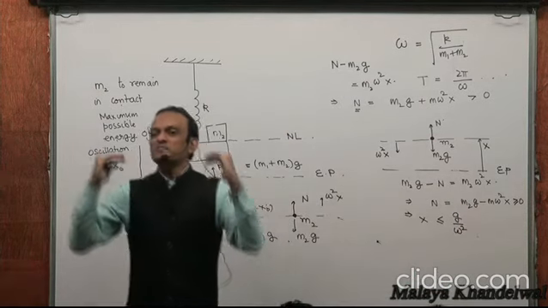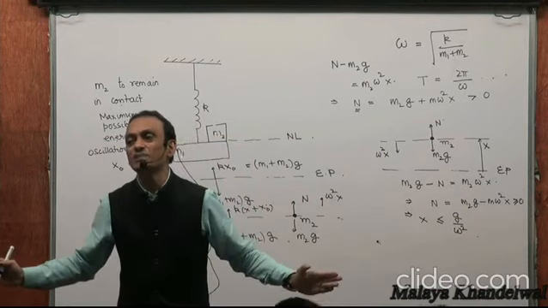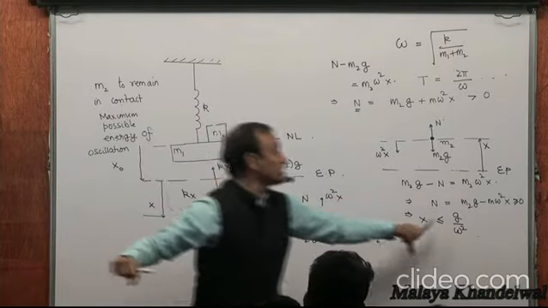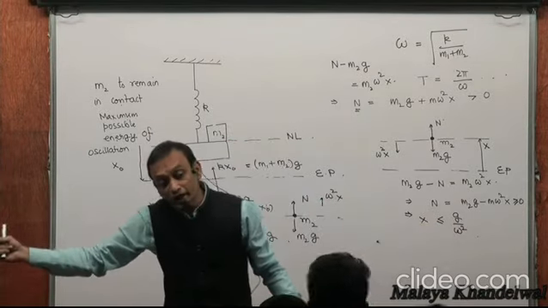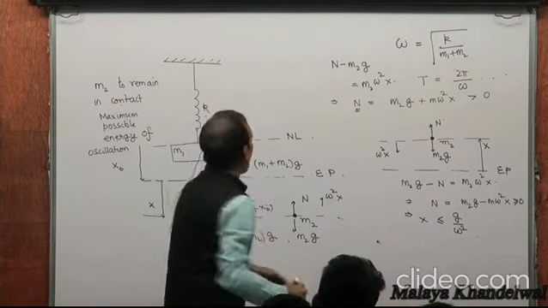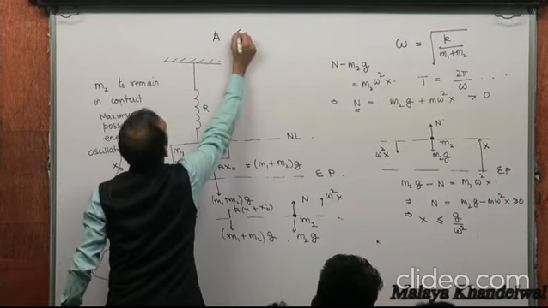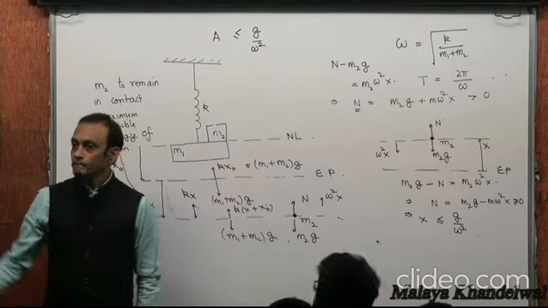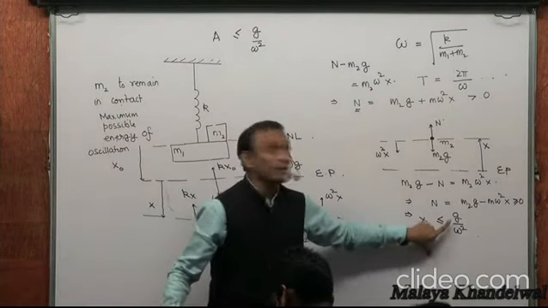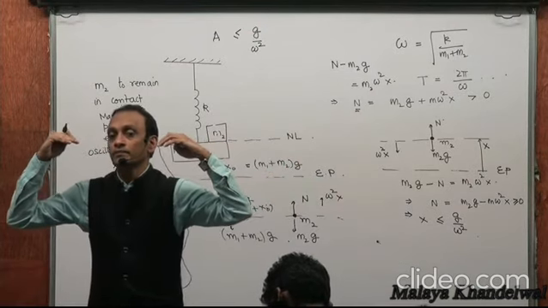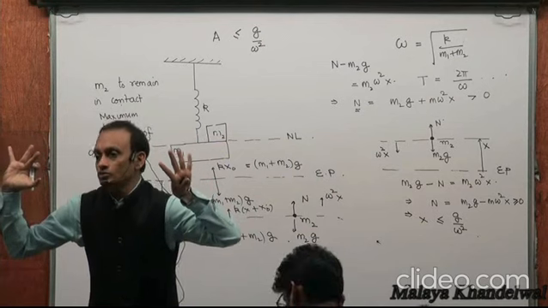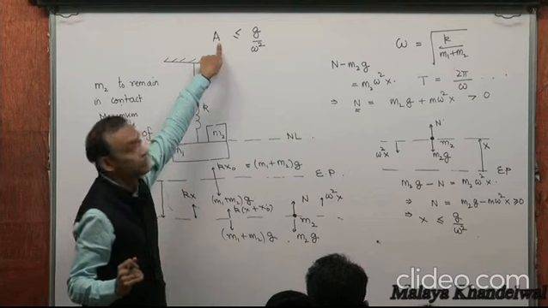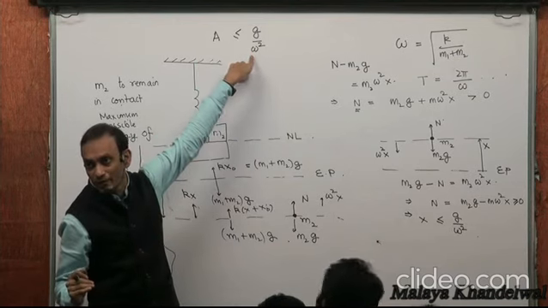That means its displacement from the equilibrium position must never exceed g by omega squared. If the amplitude itself does not exceed g by omega squared, then x will also not exceed g by omega squared. That means the amplitude of motion should be less than or equal to g by omega squared for it to maintain contact. Maximum displacement from the equilibrium position should be less than or equal to g by omega squared. Then any x will be less than g by omega squared. So effectively this boils down to having amplitude less than or equal to g by omega squared.